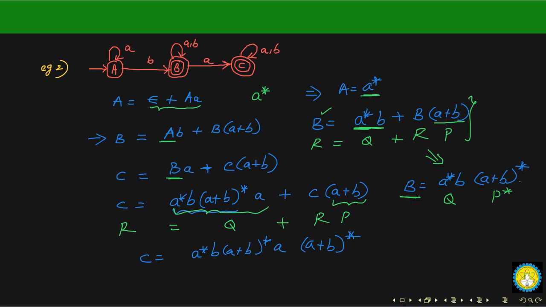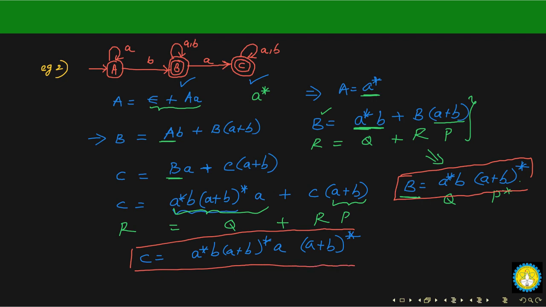And remember, very importantly, both B and C are final states. So when you write the regular expression for this particular NFA, it has to be a union of the regular expression for B and C. So we know that this is the regular expression for B, and this is the regular expression for C. So we have to combine them using the union. Union is nothing but the plus operator.